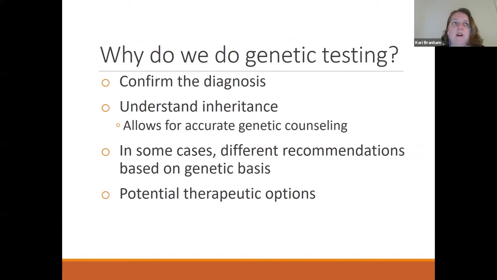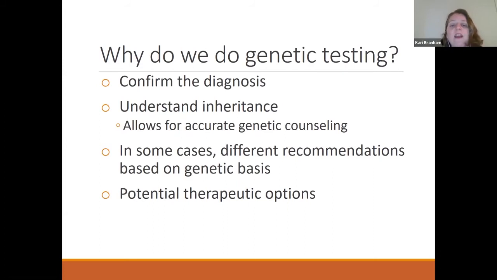As I mentioned before, I showed those diagrams that showed the 3 common inheritance patterns. Many of the families that we see will follow what we see in those, but sometimes it's very challenging to distinguish between, is this an autosomal dominant pedigree or an X-linked pedigree? Sometimes you can't tell. And in those cases, of course, doing genetic testing may help to clarify that information a little bit.